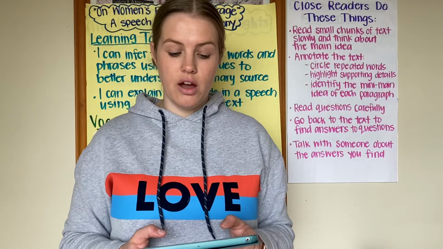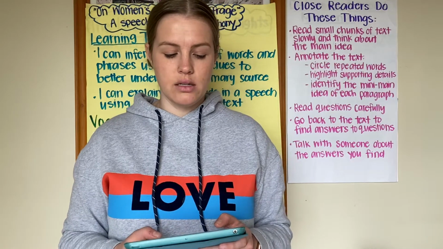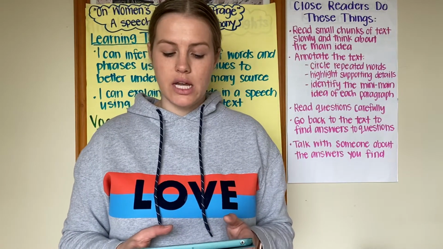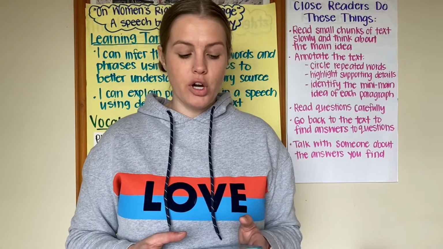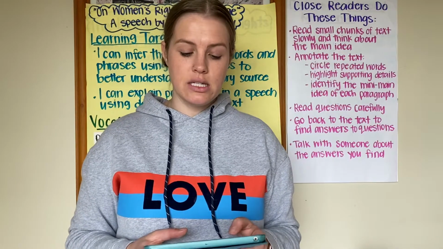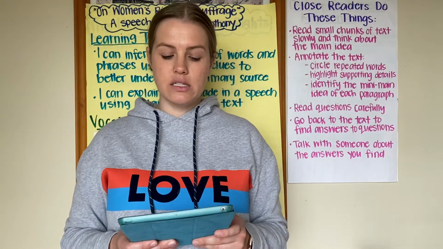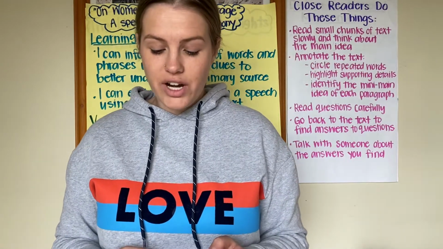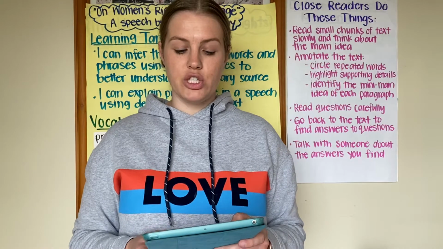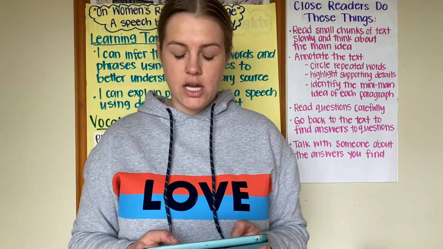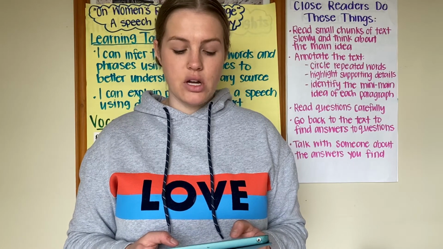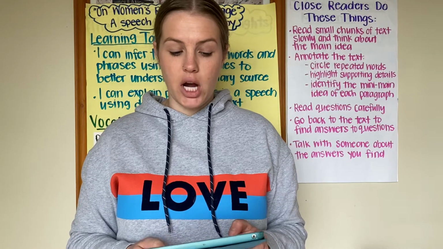The preamble of the federal Constitution says, "We, the people of the United States, in order to form a more perfect union, establish justice, ensure domestic tranquility, provide for the common defense, promote the general welfare, and secure the blessings of liberty to ourselves and our posterity, do ordain and establish this Constitution for the United States of America.